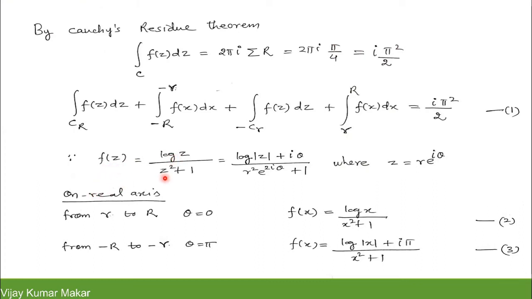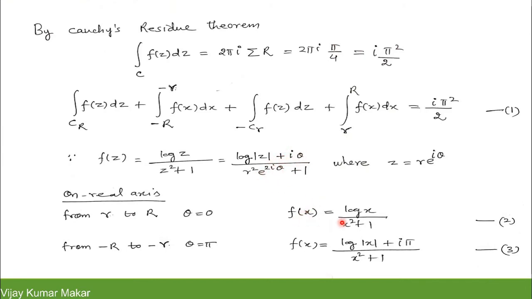f(z) equals log z upon z squared plus 1. We know that log z is equal to log modulus of z plus iota argument of z, where z equals r e raised to power iota theta. On the real axis, when we integrate from r to capital R, our argument theta is 0, so we put theta equals 0 here.